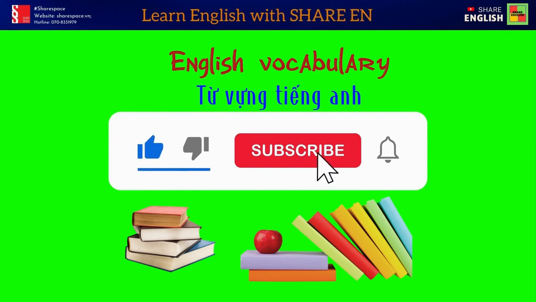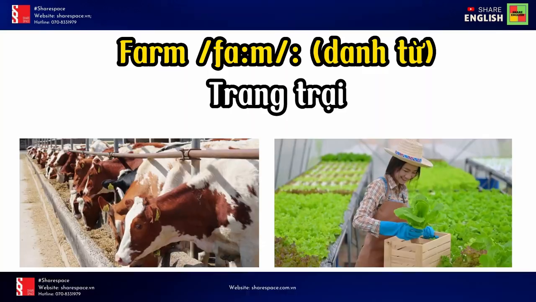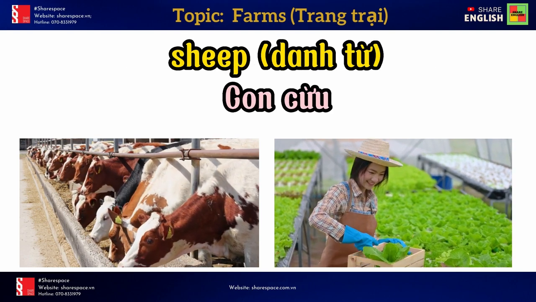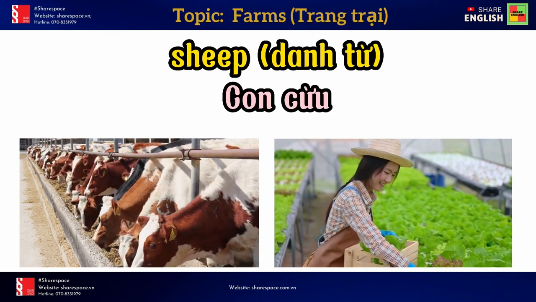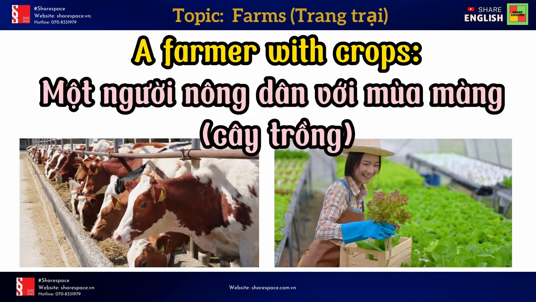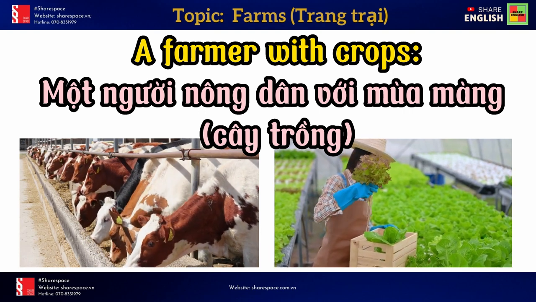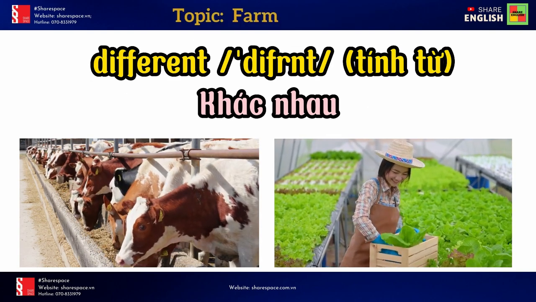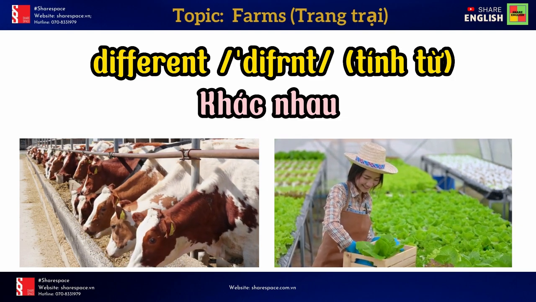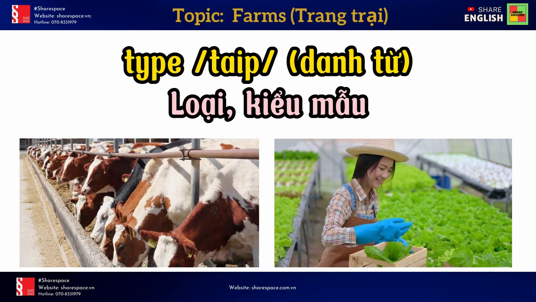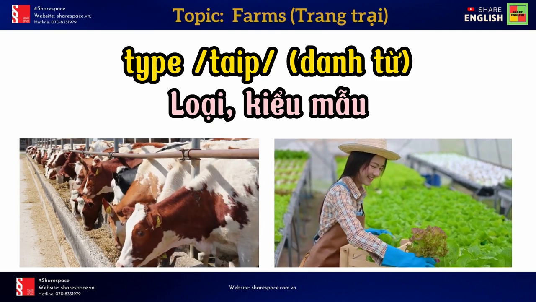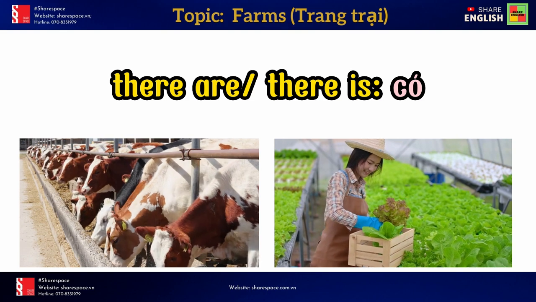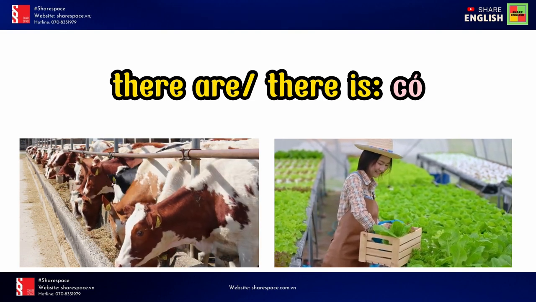English vocabulary. Farm. Sheep. A farmer with crops. Different. Type. There are, there is.